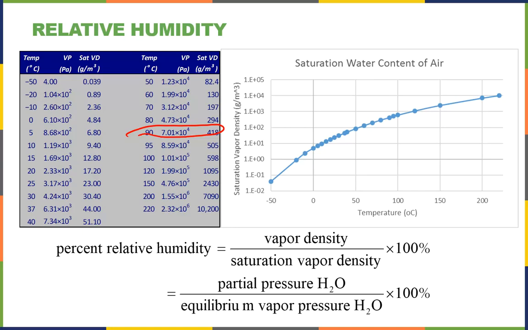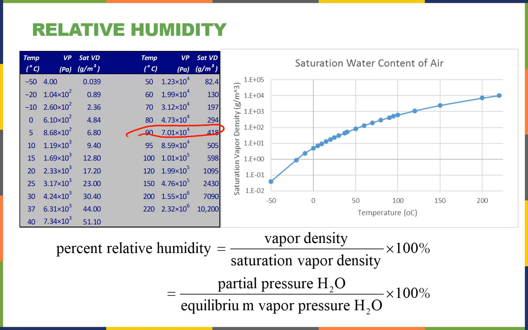This graph has more than just cooking, because relative humidity is the vapor density over the saturation vapor density, or the partial pressure of water divided by the equilibrium vapor pressure of water. Either way you look at it, it's how much water is in the atmosphere divided by how much it can hold. But the amount of moisture that the air can hold varies with temperature. Notice the vertical axis is a logarithmic axis.